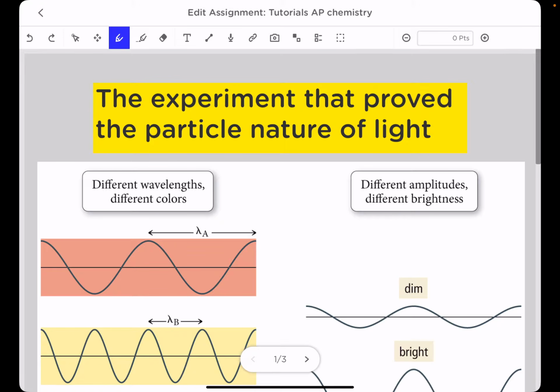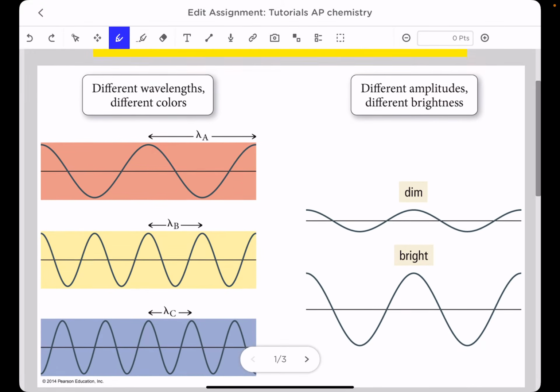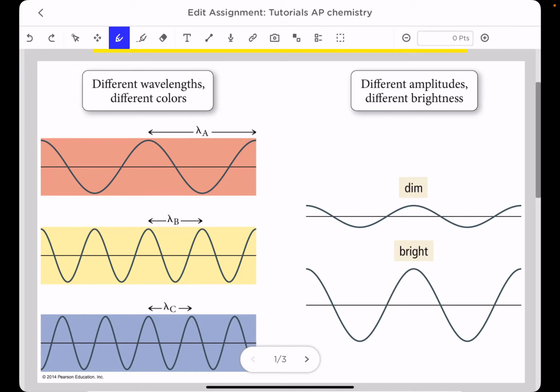So first, when we start discussing the nature of light, we think that light is a wave and it has the functions and properties of waves like amplitude, frequency, wavelength. Here I'm showing you different waves with different wavelengths. This is a long wavelength, this is a shorter one, and this is an even shorter one. As you can see, when the length of lambda changes, the color changes from red to yellow to blue.